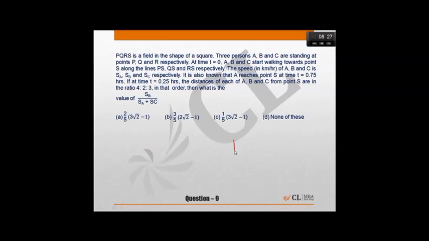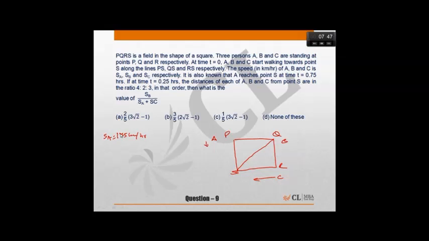A field in the shape of a square. PQRS is a field in the shape of a square. A has to go towards S, B will go along the diagonal, C will go along this side. At time t0, A, B, C start walking towards S along these lines. Speeds of A, B, C are SA, SB, SC respectively. A reaches S in 0.75 of an hour. So let me assume the speed of A to be 75 kilometers per hour.